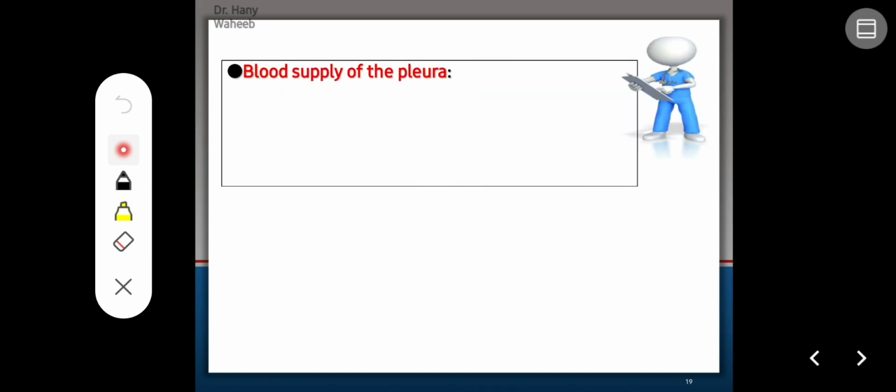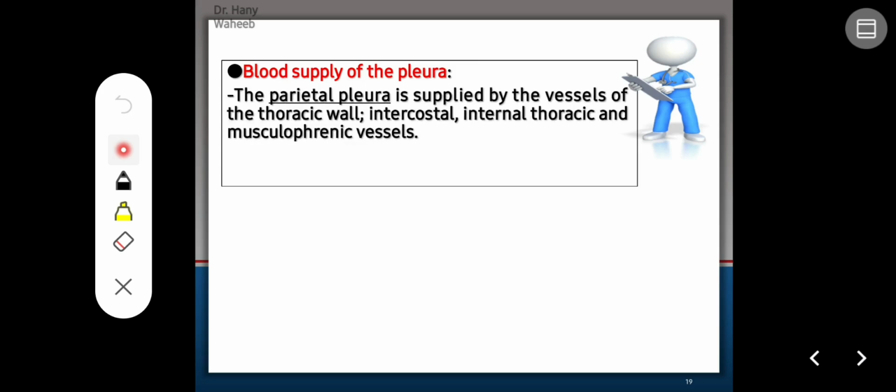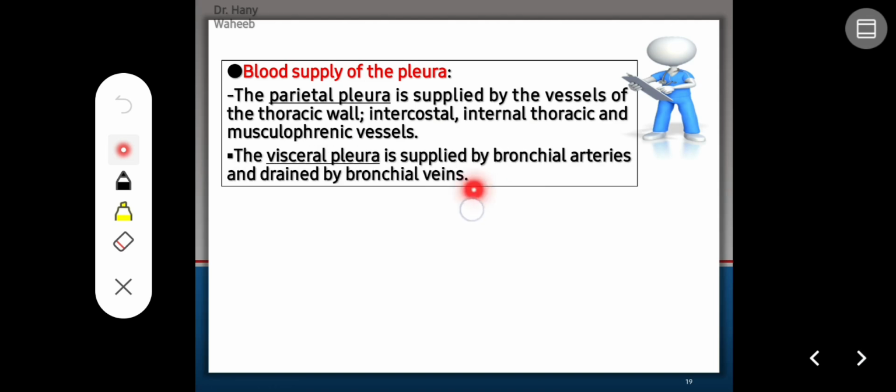Blood supply of the pleura. Again, blood supply of the parietal pleura is with the thoracic wall, and the blood supply of the visceral pleura is with the lung. So the parietal pleura is supplied by vessels of the thoracic wall, which are the intercostal artery, internal thoracic, and the musculophrenic blood vessels, while the visceral pleura is supplied by bronchial arteries and drained by bronchial veins like the lungs.